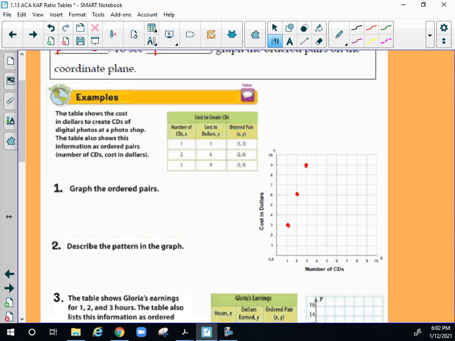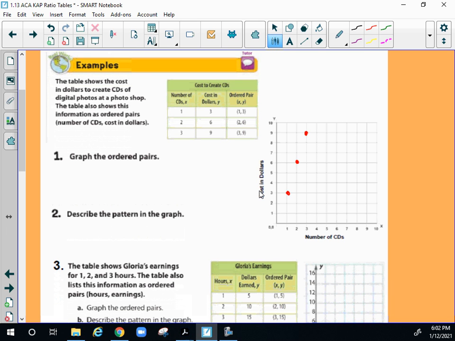And then it's asking us to describe the pattern in the graph. So whenever it asks you to describe the graph, you're just going to write 2 to 3 sentences about the graph. So 2 to 3 facts. So the first thing I noticed is that this appears to make a straight line. So the points appear in a line.